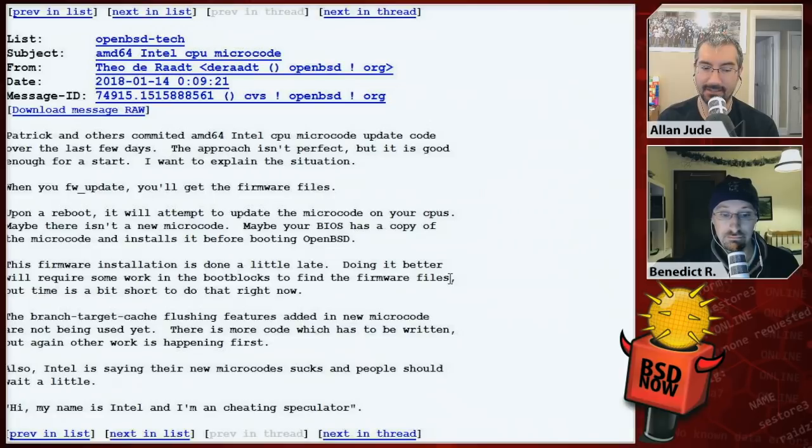There's possibly not that much of a hurry to install it until your OS can actually make use of the features, and hopefully by that time they'll have a stable version of the microcode out. And Theo has a nice little quip at the end of his email here: "Hi, my name is Intel, and I'm a cheating speculator." Yeah, well, there's some truth to that.